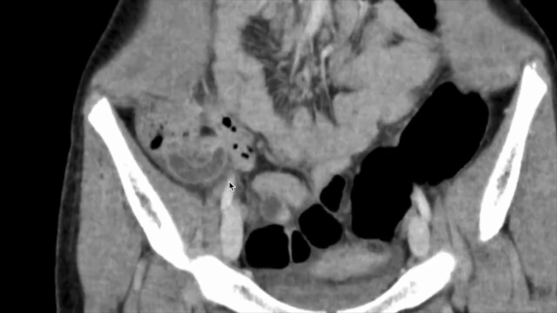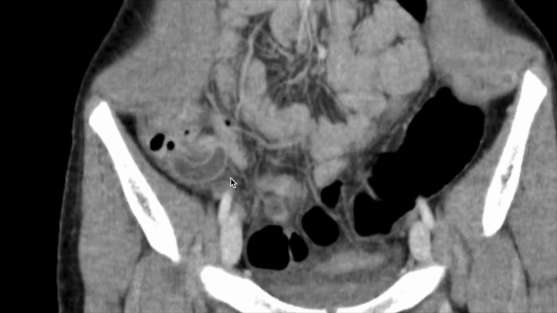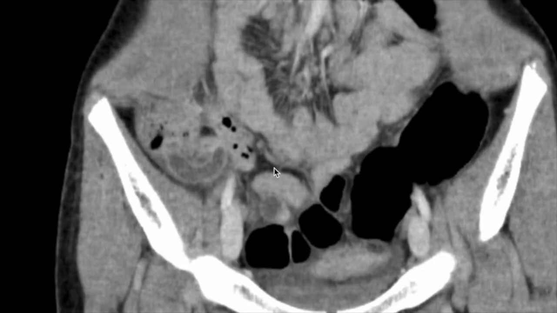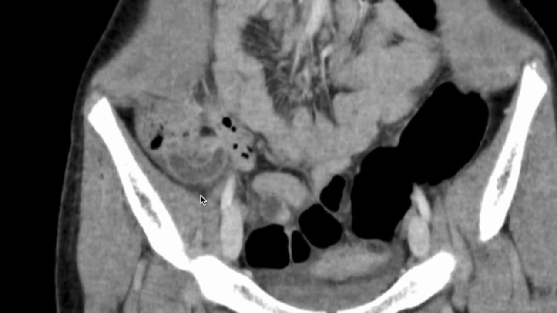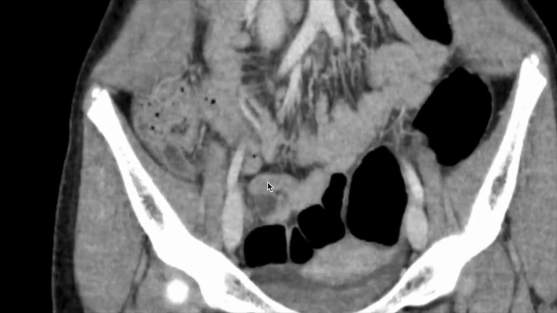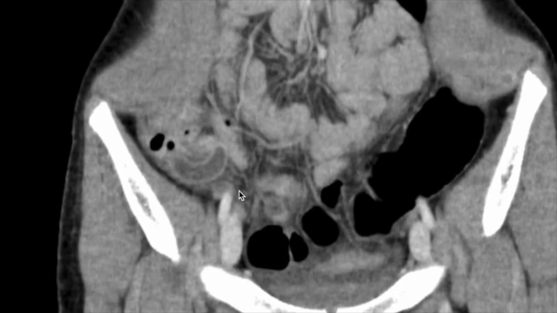There's also no large collection of pus suggestive of an abscess. Therefore, this is appendicitis without perforation, a simpler form of the disease. How is that? This is the approach to reading appendicitis on imaging.